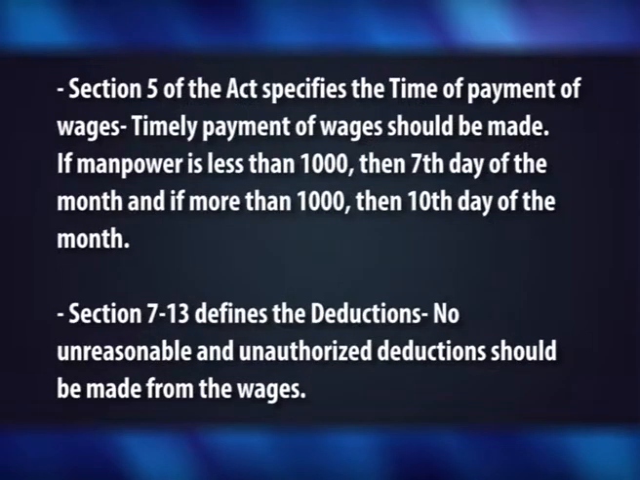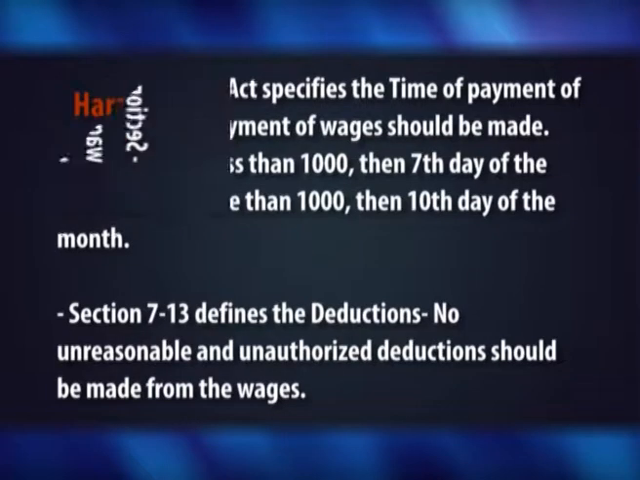Second, Section 5 of the Act specifies the time of payment of wages. Timely payment of wages should be made: if manpower is less than 1000, then by the 7th day of the month, and if more than 1000, then by the 10th day of the month. Sections 7 to 13 define the deductions. No unreasonable and unauthorized deductions should be made from the wages.